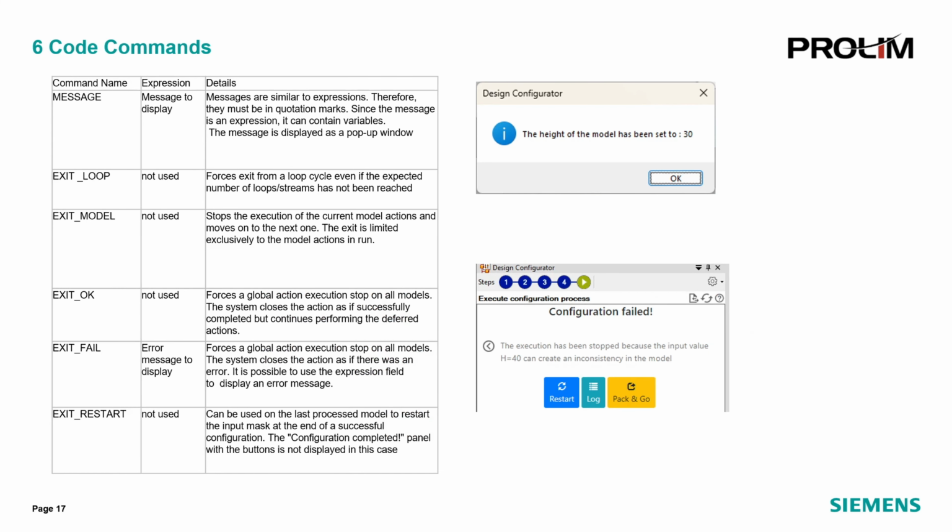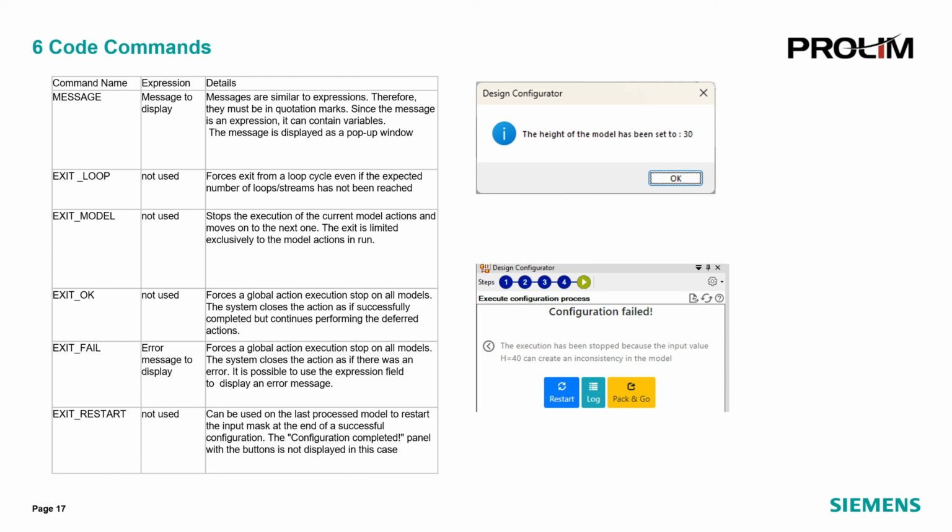So what does each of these code commands mean? The first one is a message. In here, you can display a message. Since this message is similar to an expression, it has to be in quotation marks or you'll get a configuration failed error. And since this message is an expression, it can also contain variables. This message is displayed as a pop-up window. As you can see from the screenshot attached here, we get a message something like this: the height of the model has been set to 30.